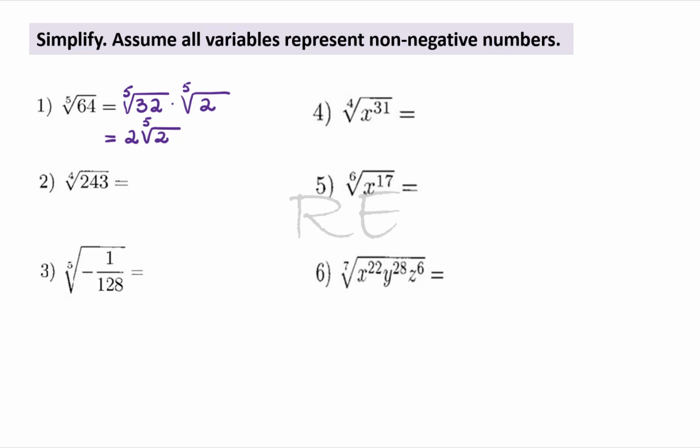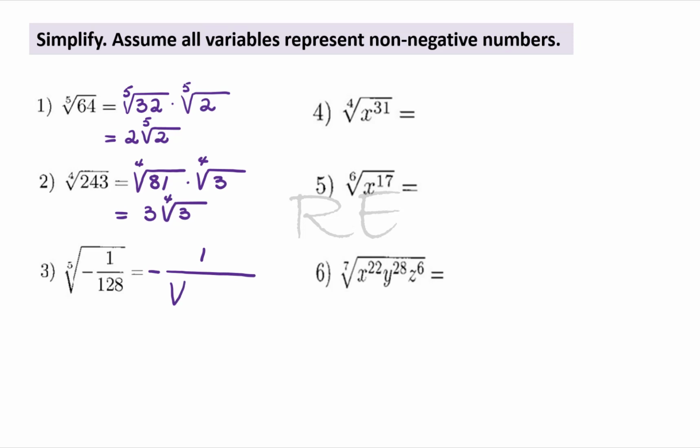4th root of 243 is really the fourth root of 81 times the fourth root of 3. 3 times 81 is 243. Fourth root of 81 is 3. So our answer is 3 times fourth root of 3.